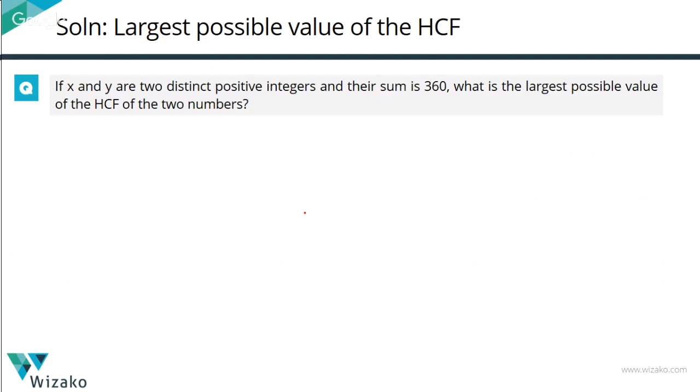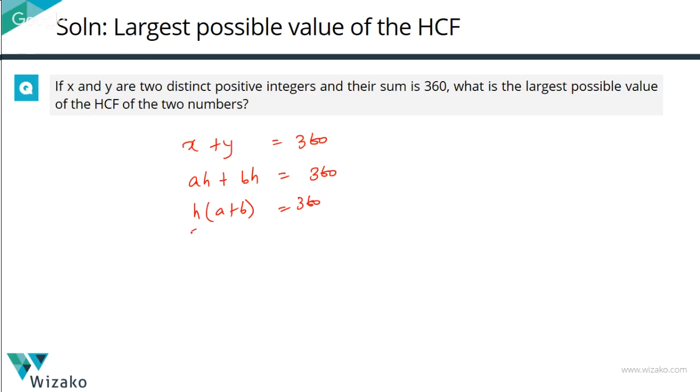Let's set about writing a framework for it. Numbers are X and Y. X plus Y is equal to 360. These two are distinct numbers. Let's say the HCF of these two numbers is H. So we can write X as AH and Y as BH. So AH plus BH is equal to 360, which is H into A plus B is equal to 360.